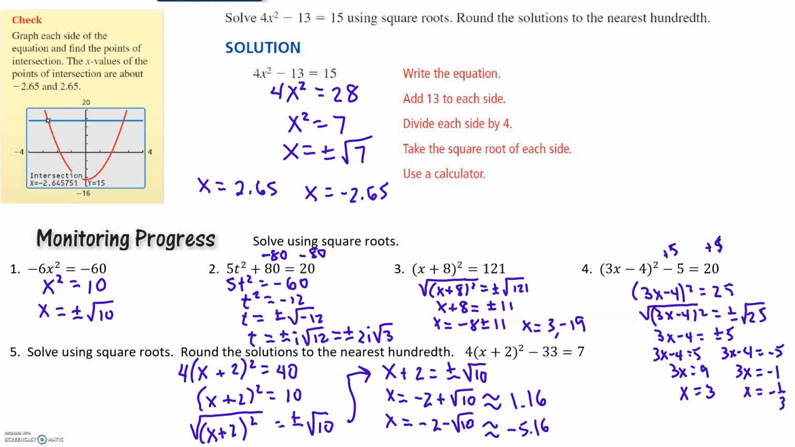And we will now grab our calculator. -2 plus the square root of 10 is 1.1622, I believe. Yep. And so it rounds to 1.16. -2 plus the square root of 10 rounds to 1.16. -2 minus the square root of 10 rounds to -5.16. And those are the monitoring progress.